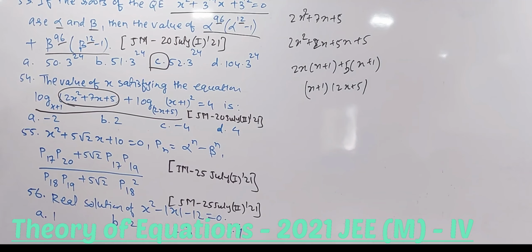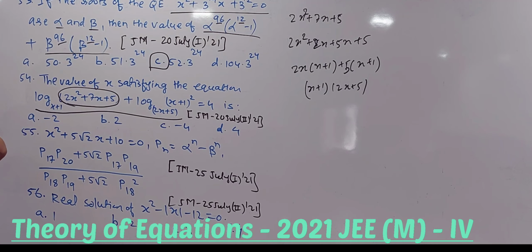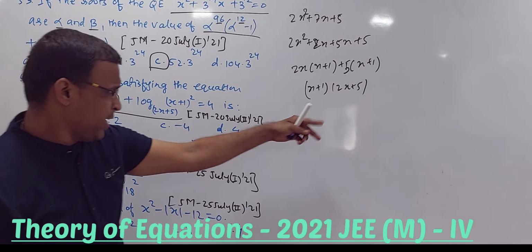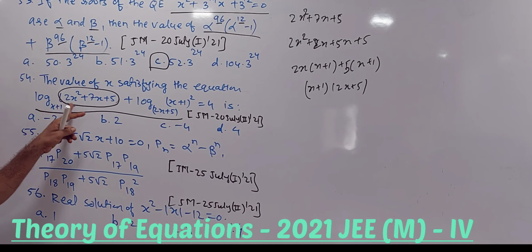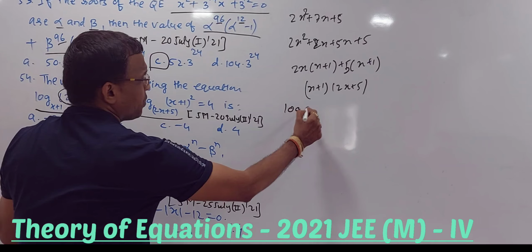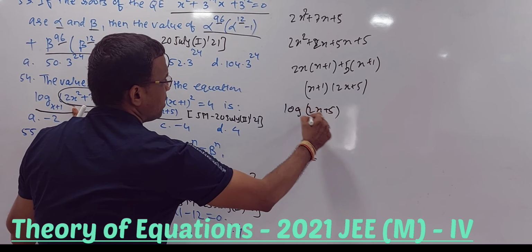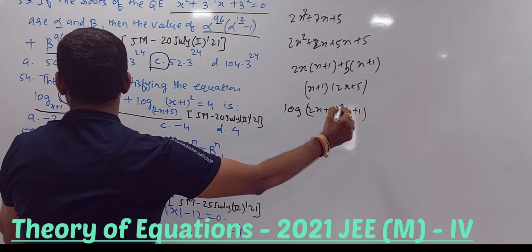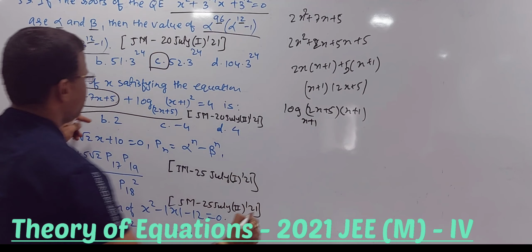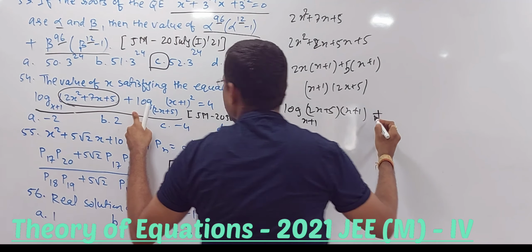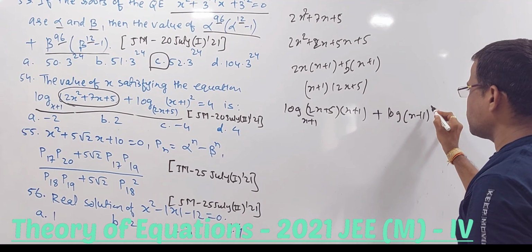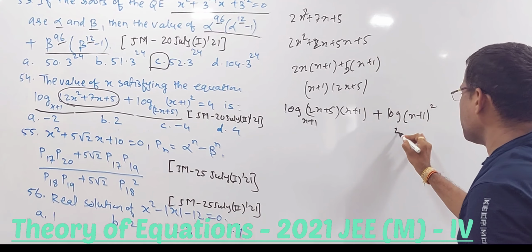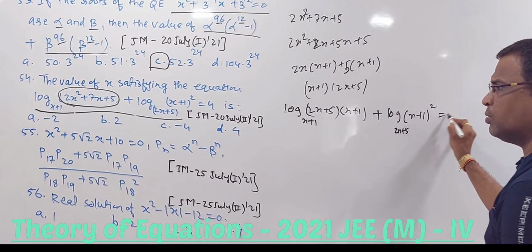That is the way such kind of question can be done. So it was very clear for me that one factor of this will be x plus 1, and then it's very easy to get another factor. So I'm doing it just for you guys. So log of 2x plus 5 times x plus 1 to the base x plus 1, and here we go, plus log of x plus 1 square to the base 2x plus 5 is equal to 4.